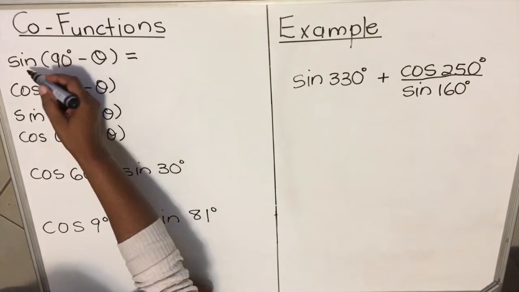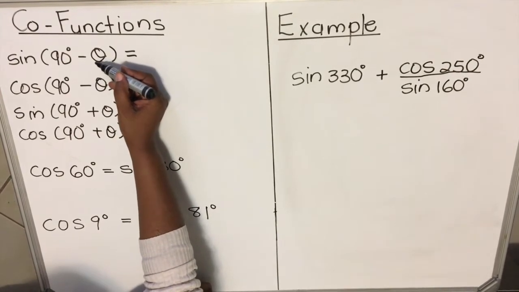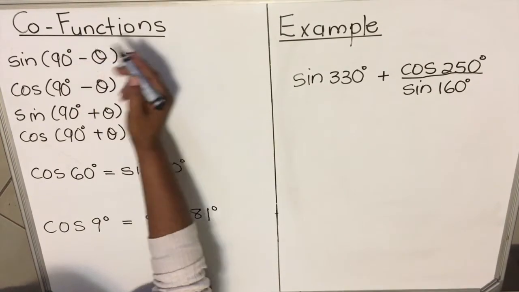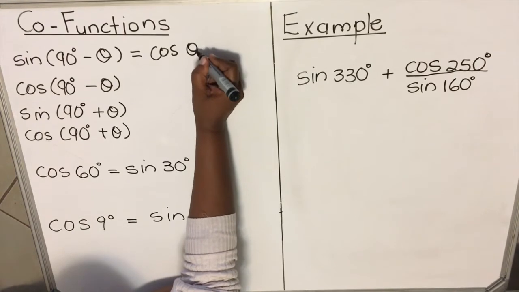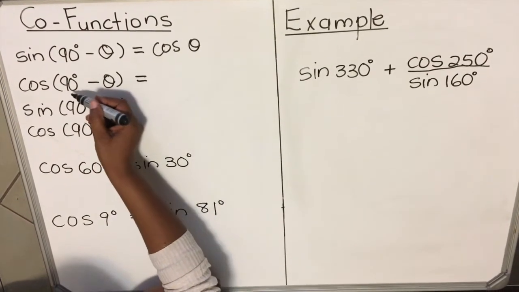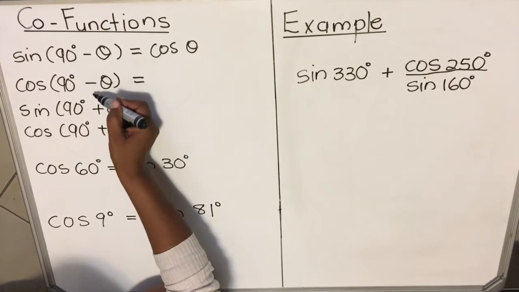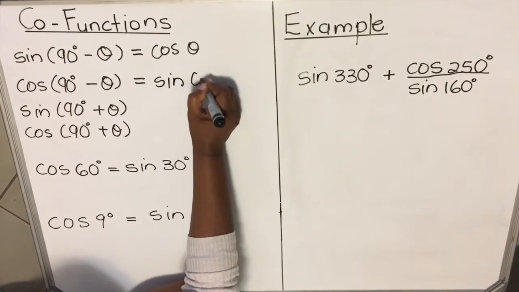When you have sine 90 minus theta, that is the first quadrant. How is sine in the first quadrant? Positive. So because of the 90, it's going to change to cos theta, right? The next one, cos 90 minus theta. 90 minus is the first quadrant. How is cos in the first quadrant? Positive. But because of the 90, it's going to change to sine theta.